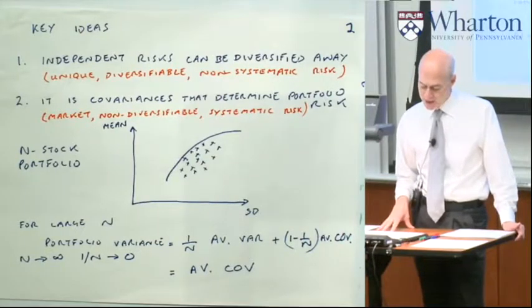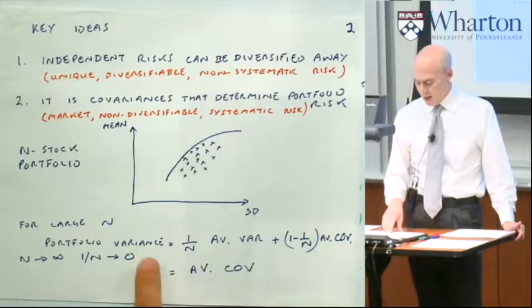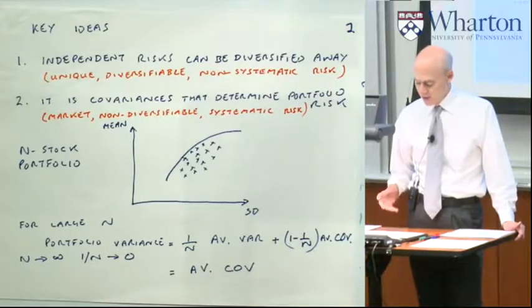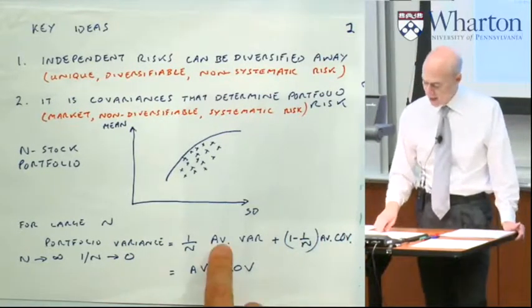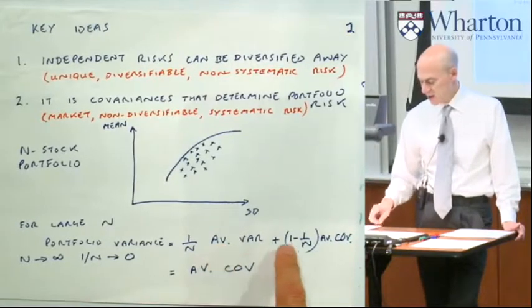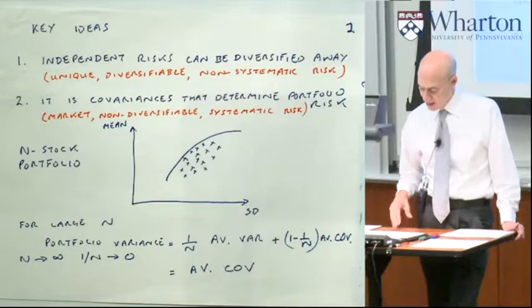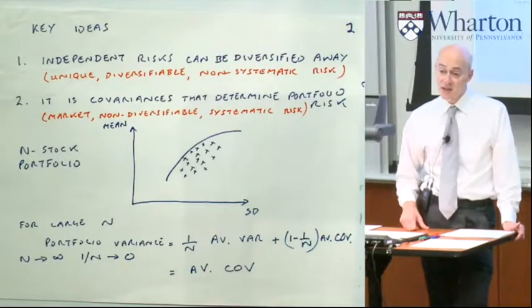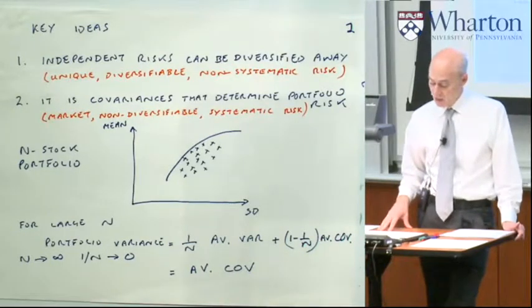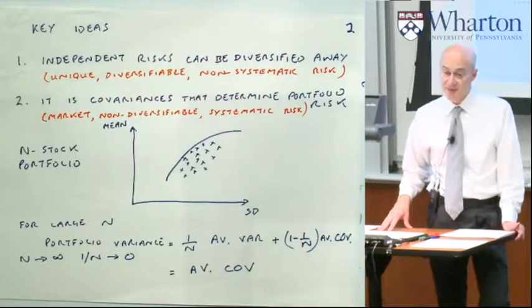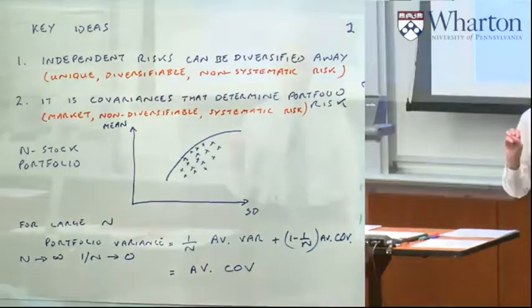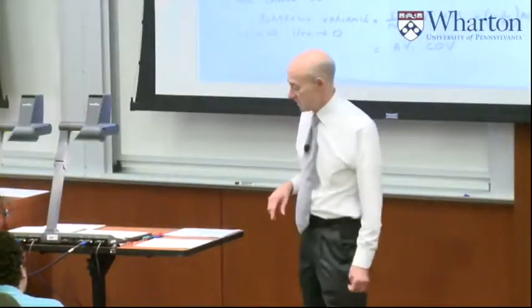We saw last time at the end, if you've got an n-stock portfolio, that the portfolio variance, if you equally weight them, is 1 over n times the average variance plus 1 minus 1 over n times the average covariance. If n is big, the variance term drops out, and we're just left with the average covariance. And that's the market risk, essentially.